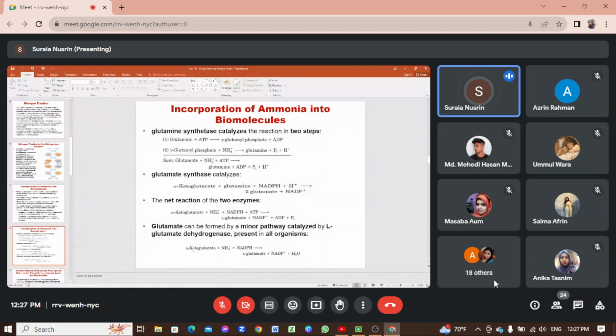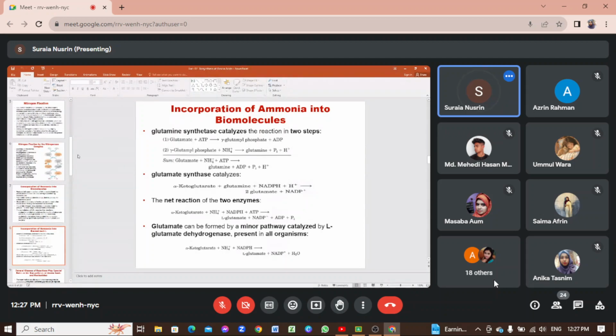The first reaction we have learned several times, if you remember, during the function of ATP, how ATP participates in a reaction, as well as during the catabolism of amino acids.